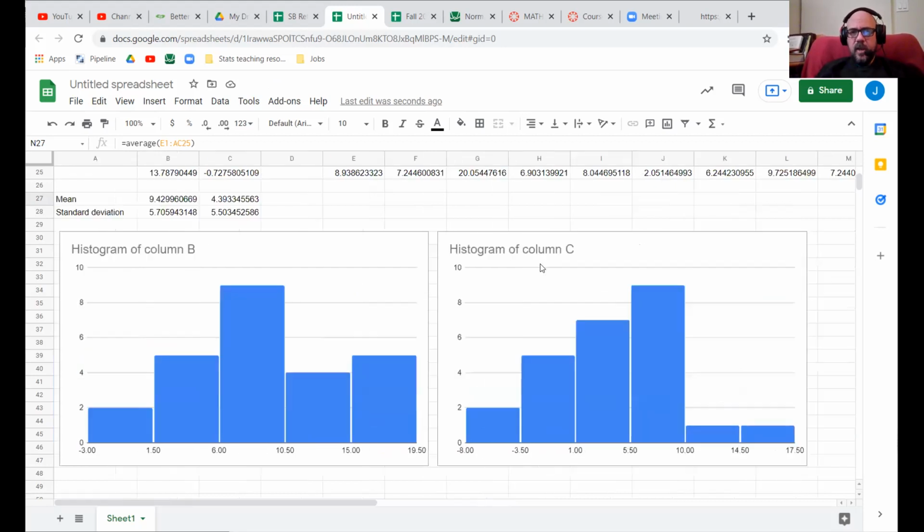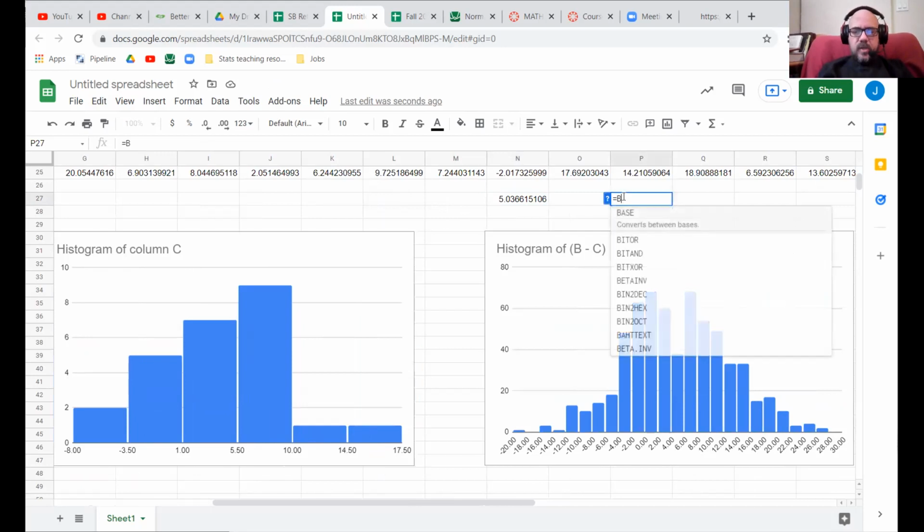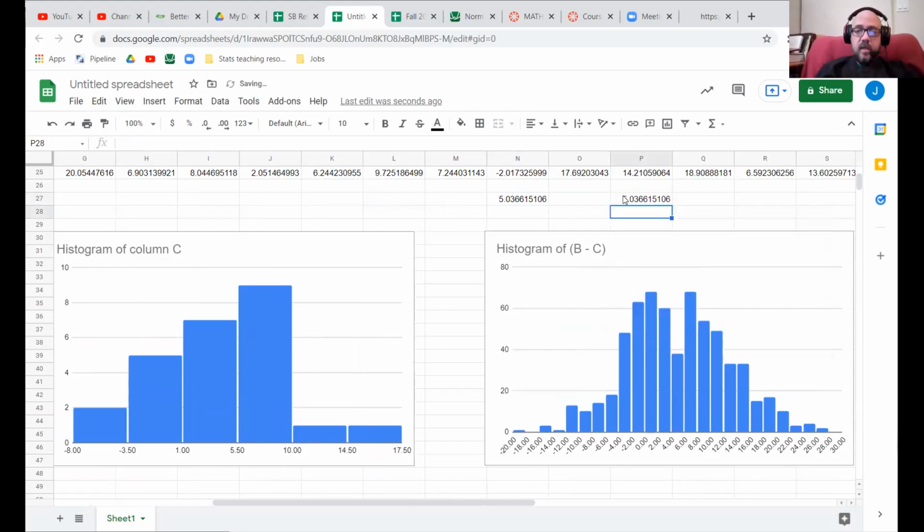Now, let me point something out. The average of these two things, this is in B27 and C27. If I take B27 minus C27, I'll get exactly the same thing. So these are exactly the same, because the average of the differences is the same thing as the difference of the averages.